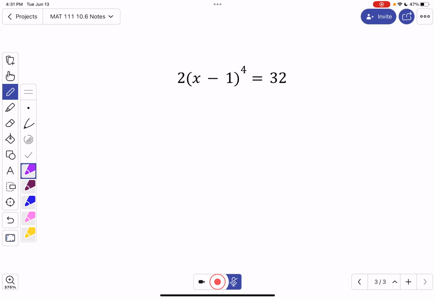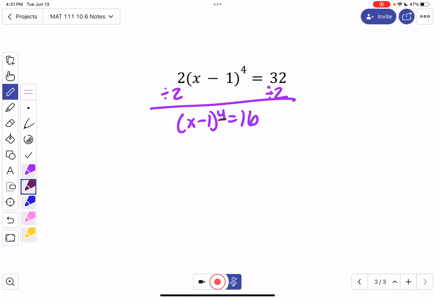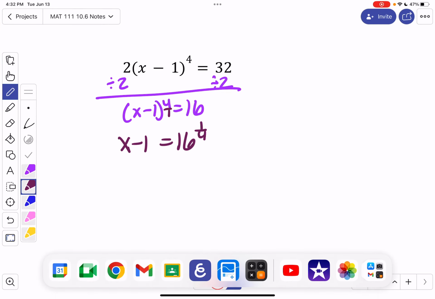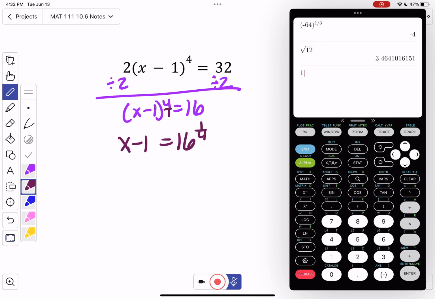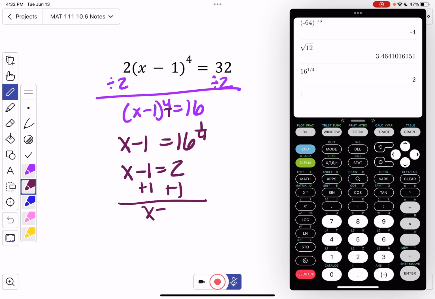All right, same thing here. First, we need to get the parentheses alone. So I'm going to divide both sides by 2. So x minus 1 to the 4th equals 16. Now to get that exponent on the other side, we need to flip it. So this becomes 16 to the 1/4, which if I use my graphing calculator or my table, either way, ends up being 2. So this is the same as saying x minus 1 equals 2. Add 1 to both sides, you get x equals 3. So that is your radical equation information. Let me know if you have any questions.